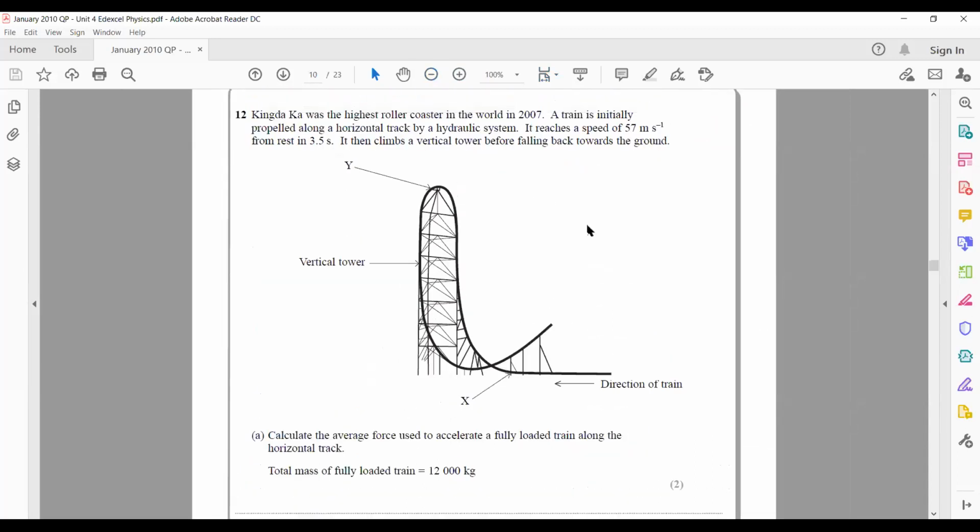This is related to motion as well, because you already took the movement in AS. So what happened? The train is propelled, and it tries to move up, and then it returns to the ground. What is the average force? The maximum speed it reached before it climbed is 57. So speed is 57 meters per second at this point, and it took 3.5 seconds to reach this speed.